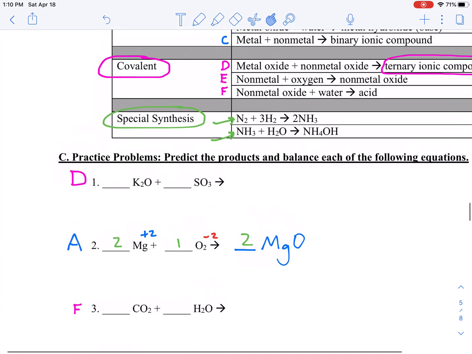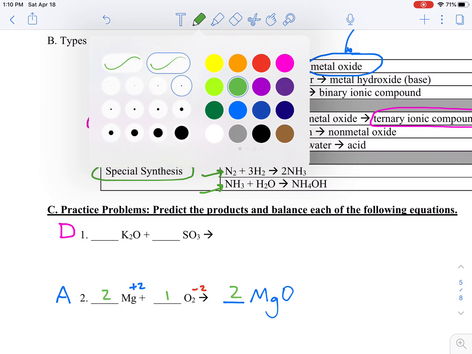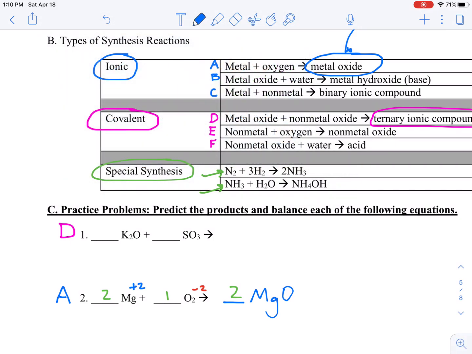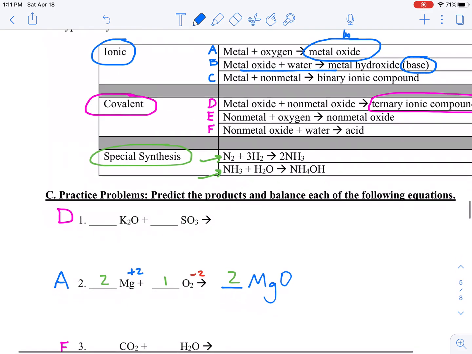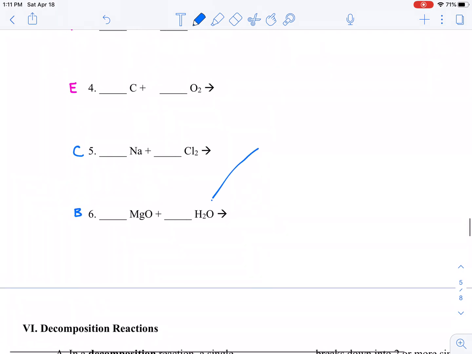Looking at letter B, letter B tells us that a metallic oxide and water is going to make a metal hydroxide. So metallic oxide and water, we're making a metal hydroxide. And by the way, hydroxides are bases, as we'll learn later in the year. So we can just assume that we're making a base here, but a base is indeed one of these metal hydroxide things. So as we look at letter B, we're trying to make a metal hydroxide.